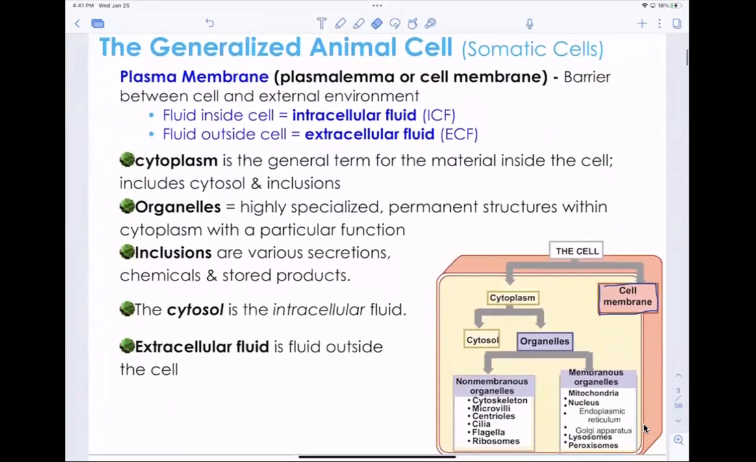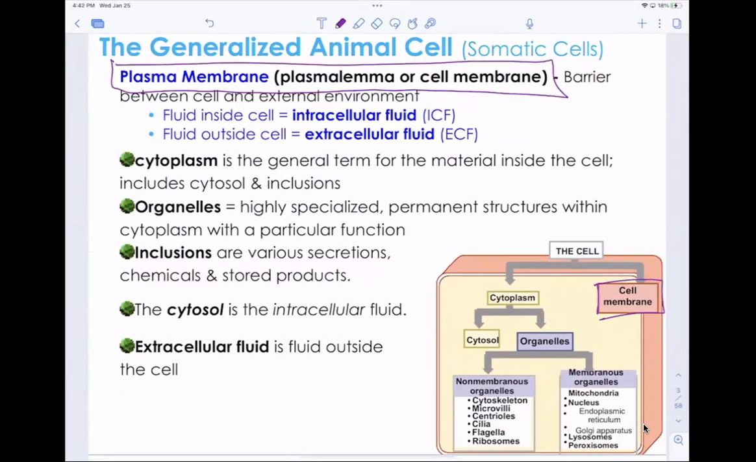A general cell is going to have a cell membrane. Cell membranes are referred to as the plasma membranes or the plasmalemma or cell membrane. And these plasma membranes separate what's inside the cell from what's outside the cell. And so inside the cell, we talk about intracellular fluid, which is cytosol. And then outside the cell, you have extracellular fluid, which, if it's surrounding cells in a tissue bed, is interstitial fluid.